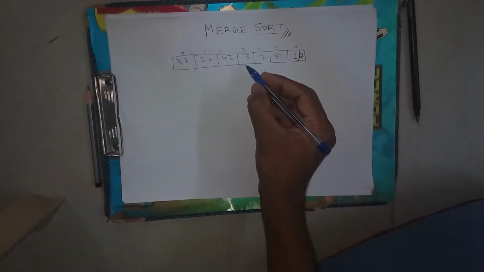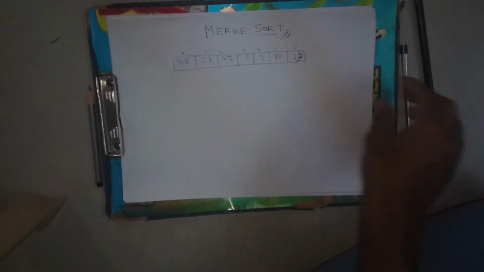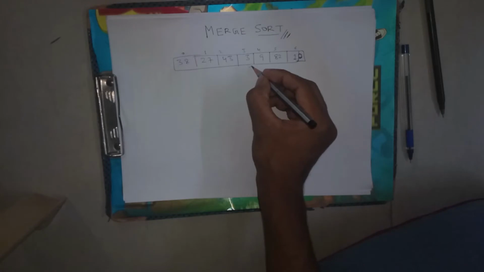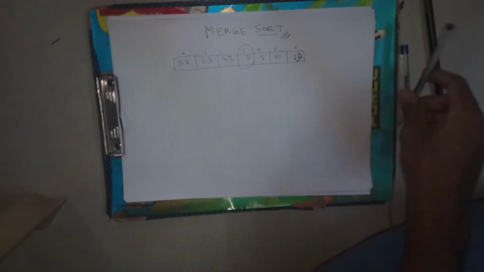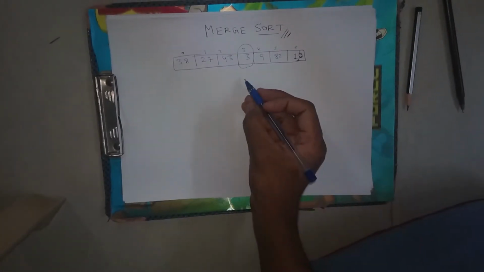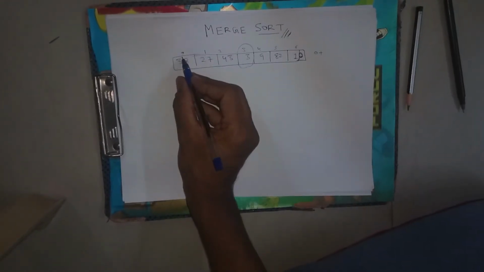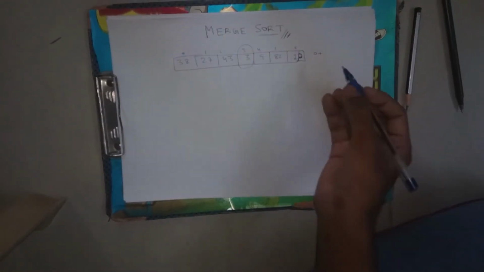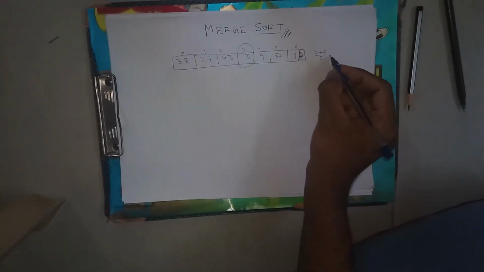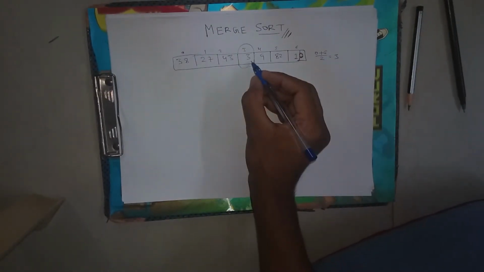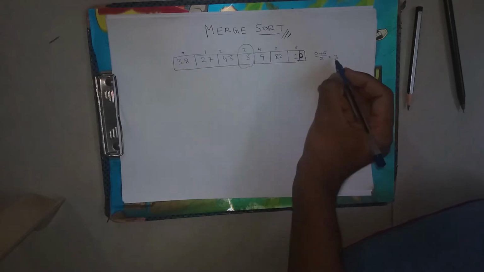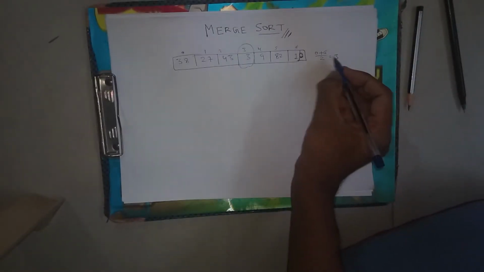In order to divide, you have to find the middle element. Here you can find that the middle element is 3, and by luck its index is also 3. So how to get that middle element? First add the lower bound, which is 0, and the upper bound, which is 6, the last index. Divide by 2, you get 3. So this is index 3, and that is the element 3.